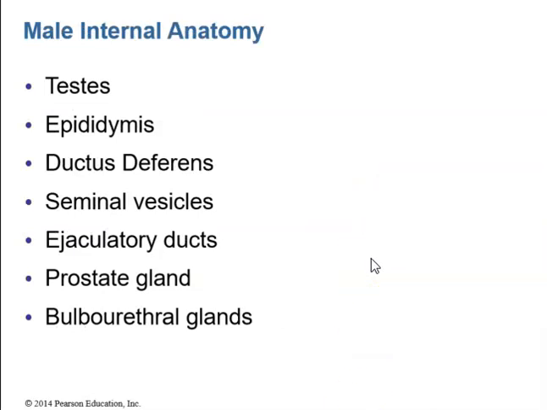We'll then get into the male internal anatomy. So basically everything else makes up the male internal anatomy. You have the testes, the epididymis, the ductus deferens, the seminal vesicles, the ejaculatory ducts, prostate gland, as well as the bulbourethral glands. So all of these structures, or the majority of these structures, help participate in the formation of sperm.